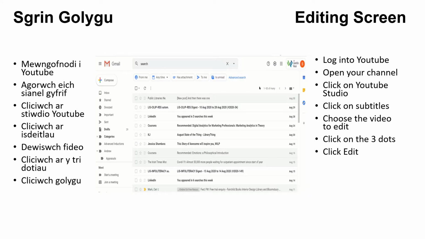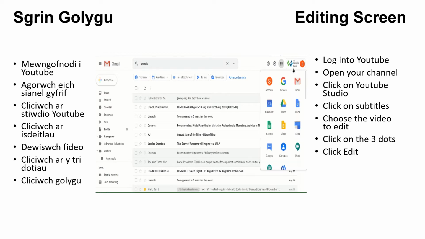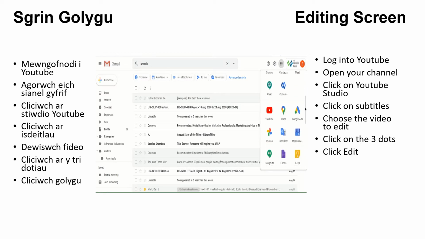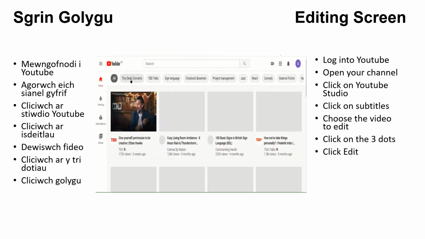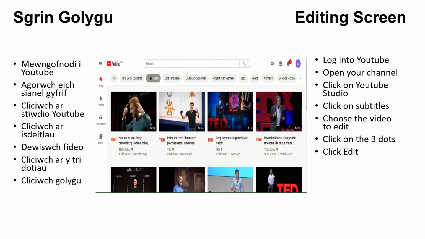The editing screen. Automatic subtitles need to be edited as they have no punctuation and can have many grammar and spelling mistakes. The first thing to do is log into your Gmail account. Then click on the 9 small tiles, scroll down and click on the YouTube icon. This will bring you back to the Suggestions and Subscriptions page.